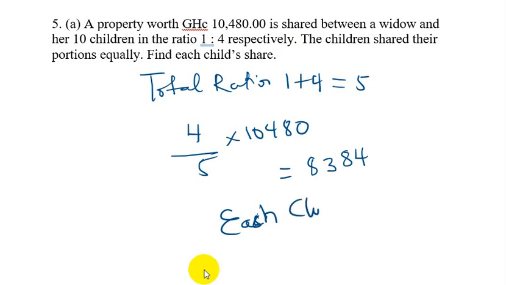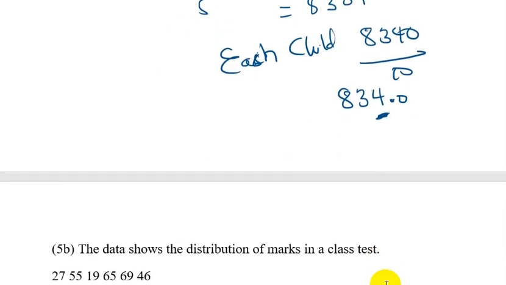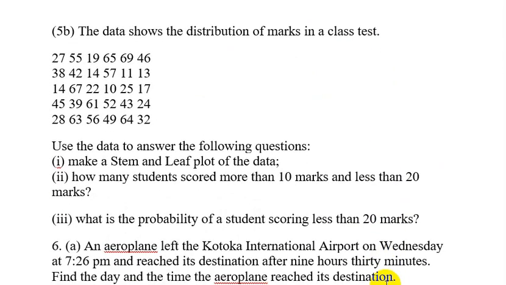So each child, we are told that they shared it equally. So each child will get 8384 divided by 10, and that will be 838.4. So each child will get 838.4. Is it clear? Now our next question, that's the B part of question 5, is a question under stem and leaf plot.